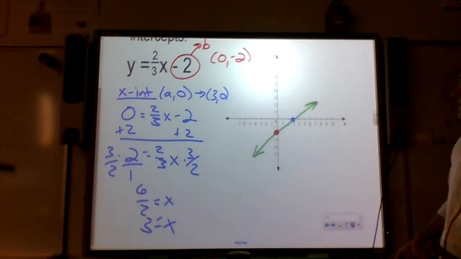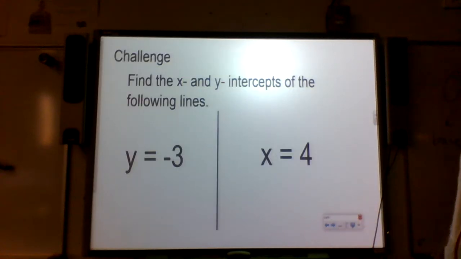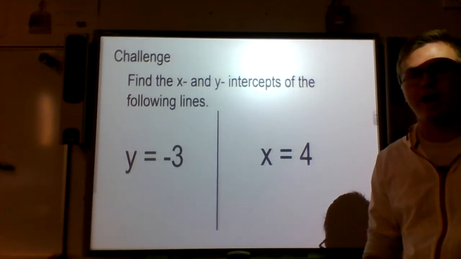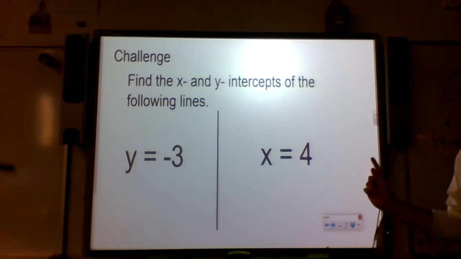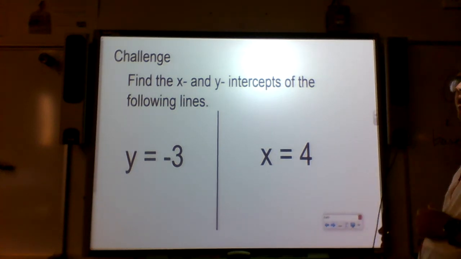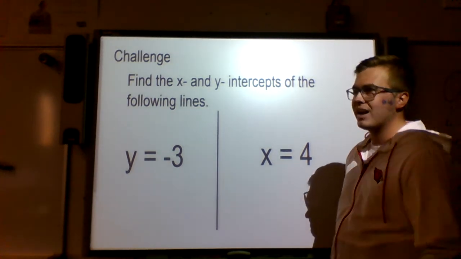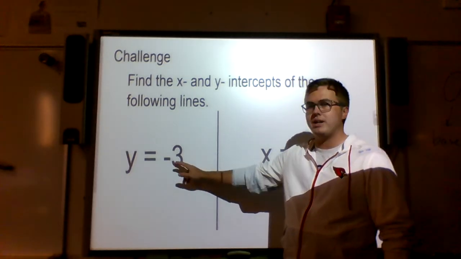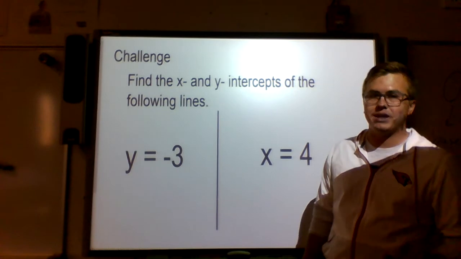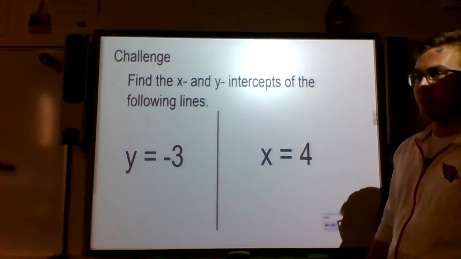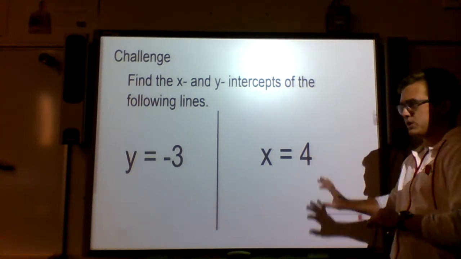All right, last thing that I want to talk about, kind of a challenge problem. I'm going to leave this up to you guys. I want to see if you can figure these ones out. I want you to see if you can find the x and y intercepts of these 2 lines here. Think about what kind of lines they would be. This one should be a little bit easier because think about what the slope would have to be of that line. Then use that same concept to figure out this one.